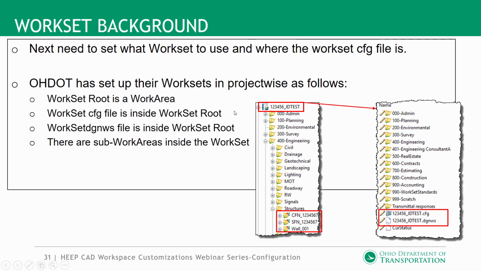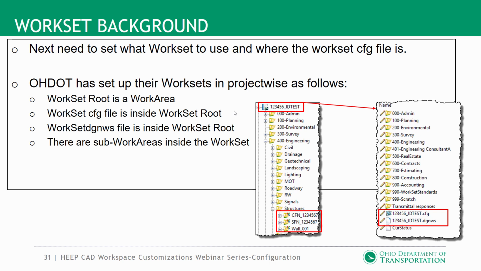So now the configuration knows how to get to the workspace, but we still have to get to the work set, right? Because we're not in MicroStation where we can just choose it in the dropdown. Okay, so how do we do that? We are doing that through the workspace config file.